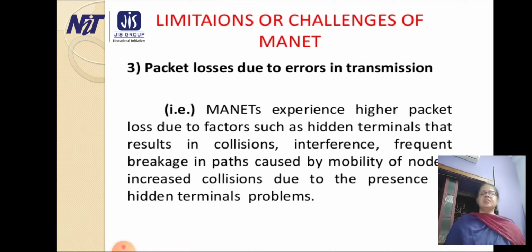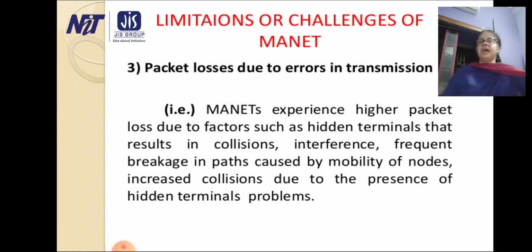Packet loss due to error in transmission. MANETs experience higher packet loss due to factors such as the hidden terminal problem that results in collision, interference, frequent breakage in paths caused by mobility of nodes, and increased collision due to the presence of the hidden terminal problem.